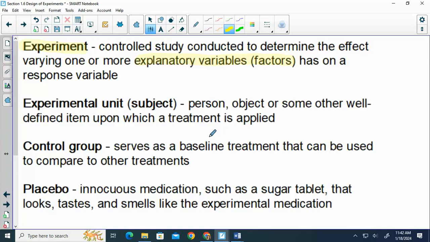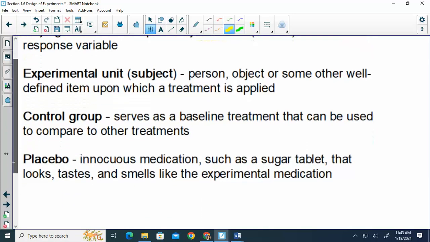And then what would be the response that I would be measuring there? Your test scores. So I want to see who did better. Each of you in that case would be an experimental unit or the subject, whatever we're applying our treatment to.